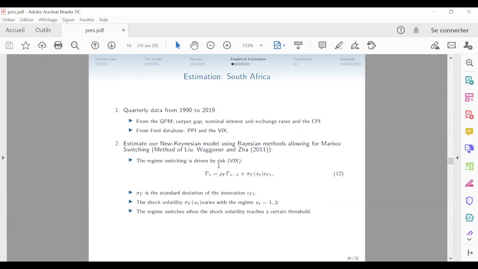1990 to 2019. The major part of the data is taken from the QPM. So we have the output gap, nominal interest rate, nominal exchange rate, and the CPI from the QPM. And then the PPI and the VIX are taken from the FRED database. Then we estimate our New Keynesian model using Bayesian methods, allowing for Markov switching, following the method of Yu, Wagoner, and Zha. And what matters here is the way the switch in the two regimes will appear.